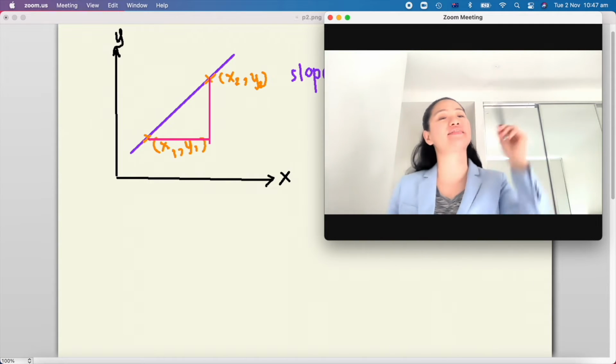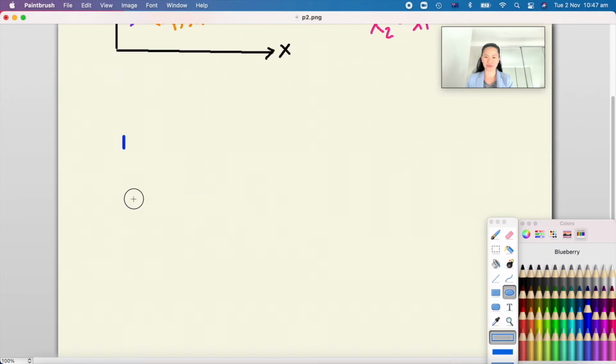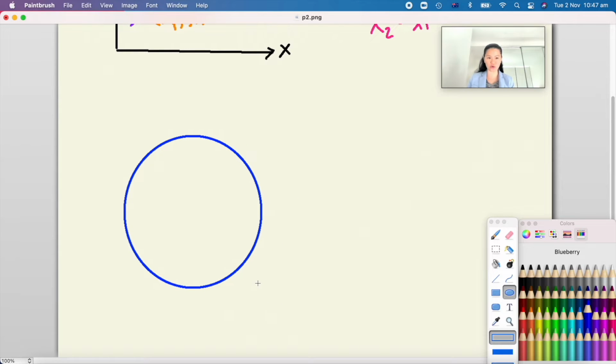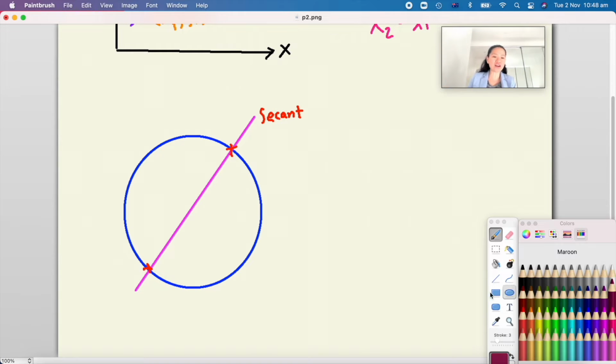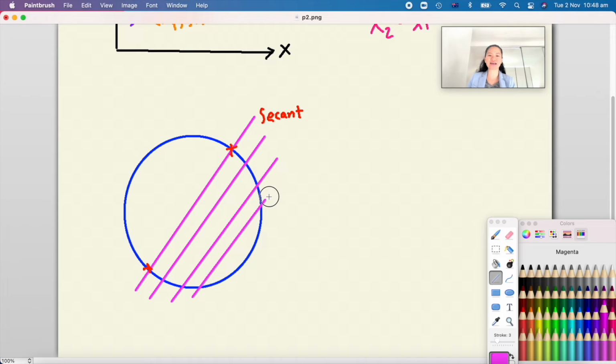We have the circle. Can you see something from here? For example, if you put a parallel line and cut it, let me cut it here. You see the distance from here to here, which we call secant. And you have a lot of secants if I just draw parallel lines here, cut here, cut, and cut here. Can you see something?